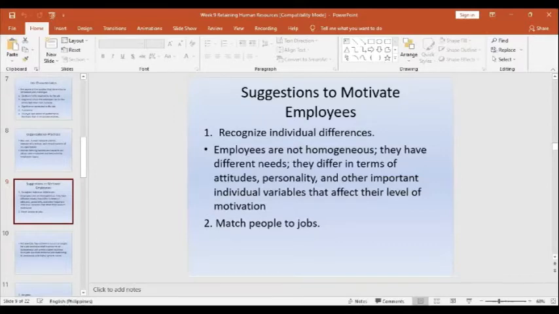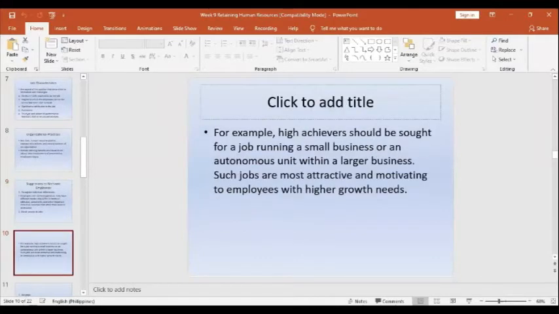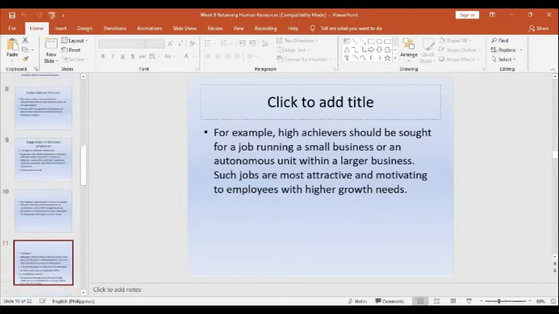Another is match people to jobs. Of course, you should match the skills, the knowledge, the ability of the person or individual to the job which she or he can perform. That's why in the recruitment, there are job description and specification, because we are looking for an applicant that matches the qualifications needed for the job. So that is the example. Of course, high achievers are sought for the job of running a small business or an autonomous unit within a larger business. So jobs are most attractive and motivating to employees with higher growth needs.